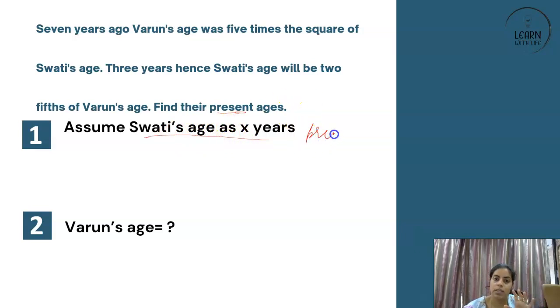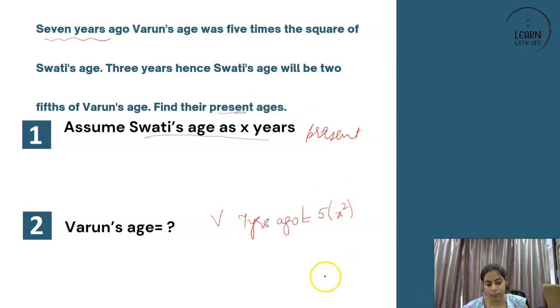Right? So this is Swati's present age that we have assumed. Now with respect to Varun, we are talking about 7 years ago. So Varun's age 7 years ago was what? Varun's age 7 years ago was 5 times the square of Swati's age.